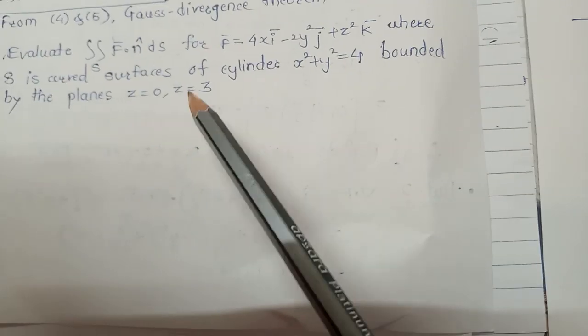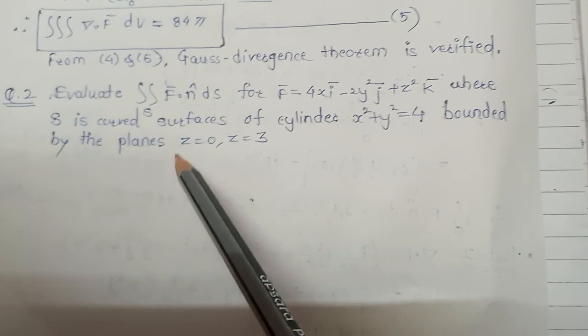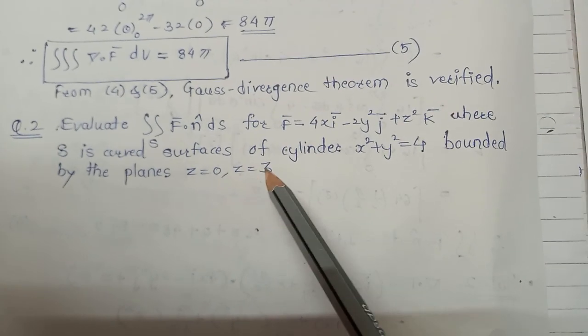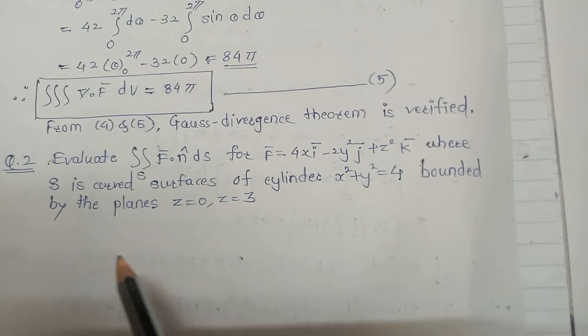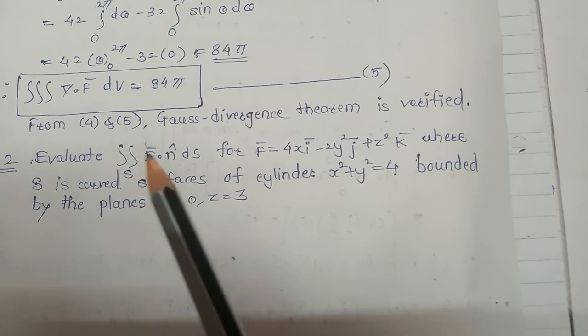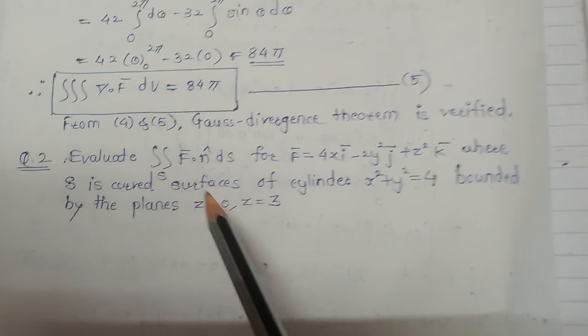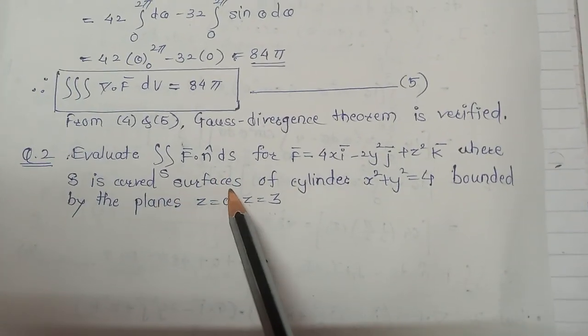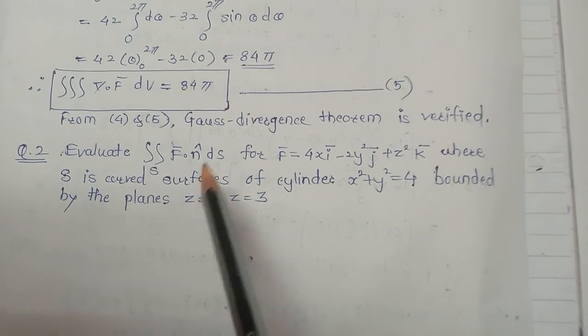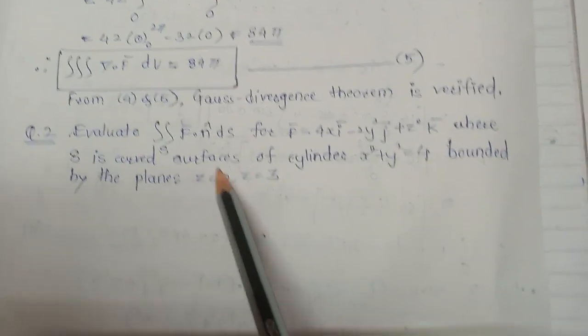where for the cylinder the equation is given as x square plus y square is 4 bounded by the planes z equal to 0, z equal to 3. Because in the first example we have calculated the surface integral as well as the volume integral, you can refer to the previous problem for finding the solution of problem number 2. That was the second type.